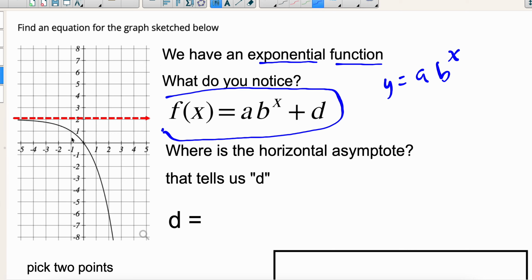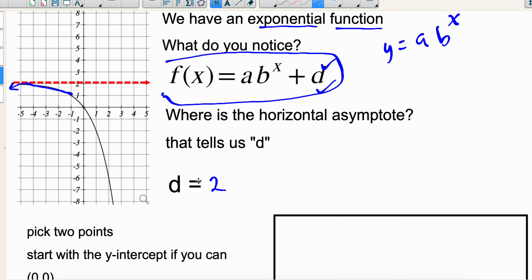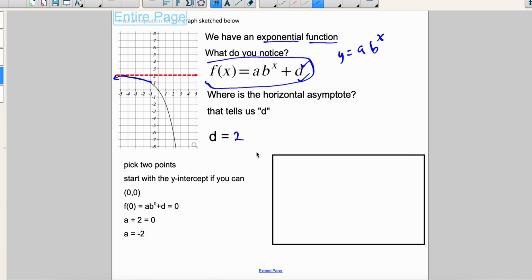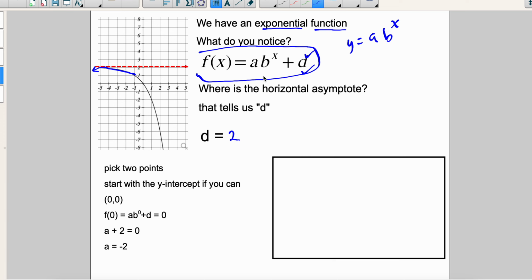I see that my function is coming up this way. If I go to the left, it's approaching 2, but never equaling 2. So that tells me, I always do that first, what is the horizontal asymptote? My asymptote is d equals 2. So I've kind of got that piece of the equation. Now it becomes like all the other problems that we've been solving. If I take 2 points, I can figure out this part of the expression.